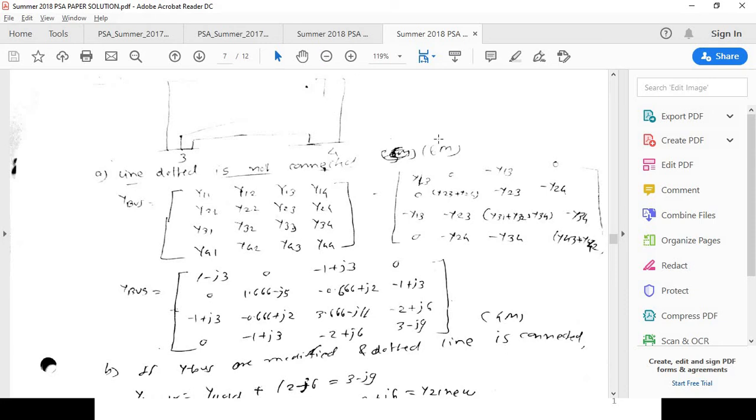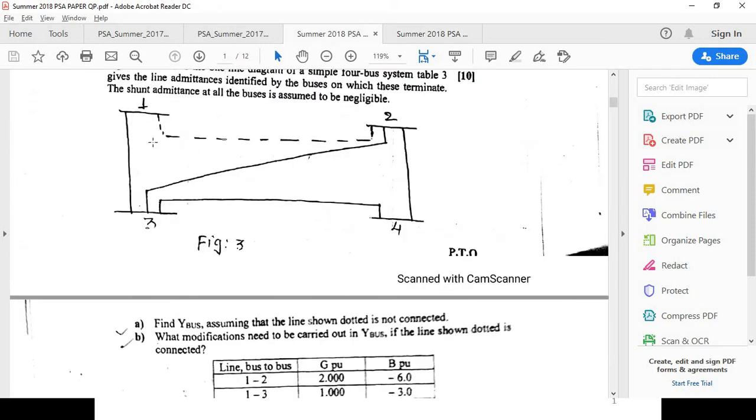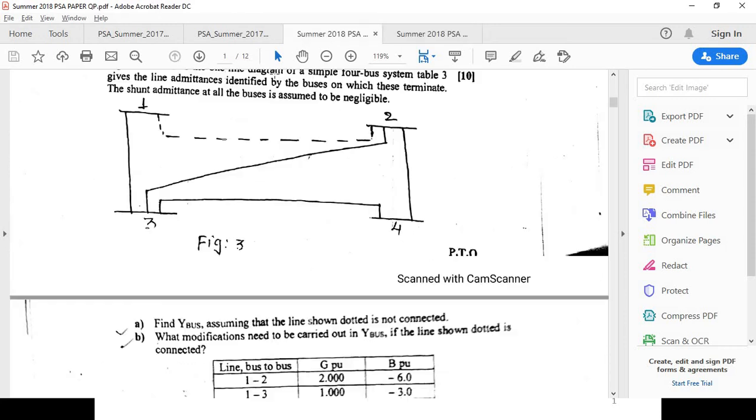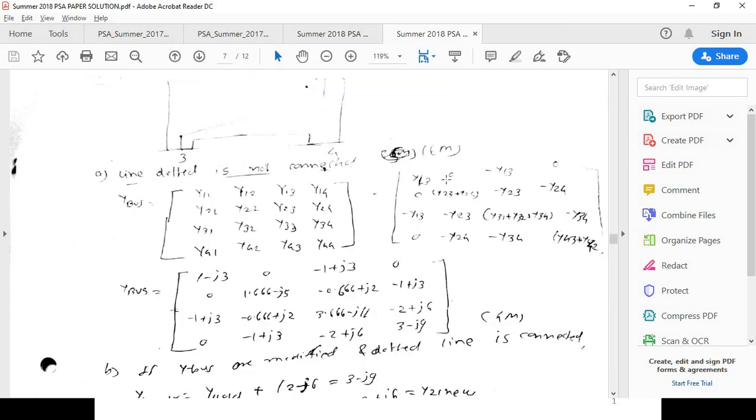Now Y13 is nothing but the negative sum of all the admittances connected between bus number 1 and 3. Bus number 1 and 3 are connected, that means it is Y13, but negative sum, so it is minus Y13. Now regarding the Y14 element, there is no interconnection between bus number 1 and 4, and hence Y14 will be equal to 0. Similarly Y21, but we know that the Y-bus matrix is a symmetric matrix, and hence Y12 is equal to Y21, so Y21 is equal to 0.